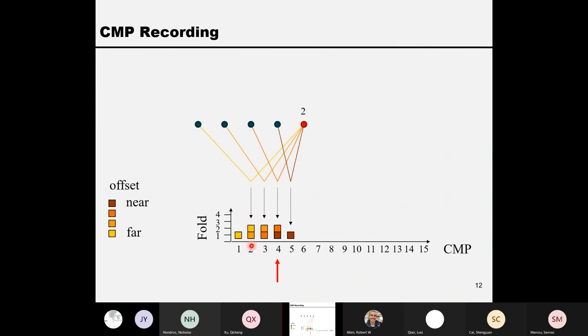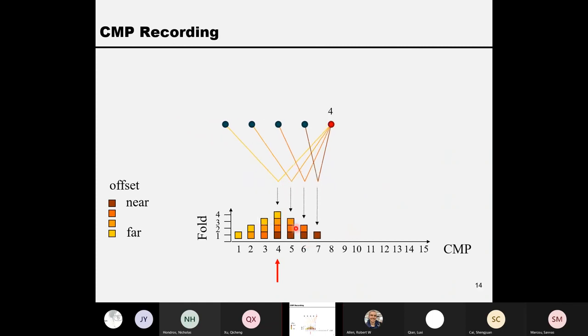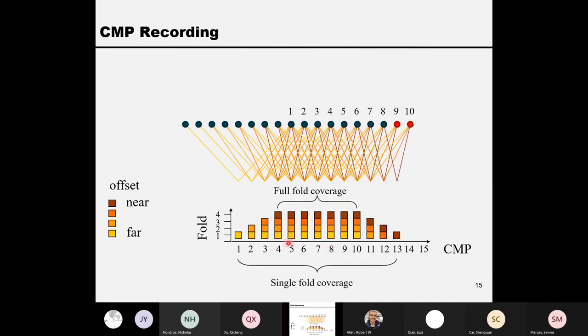So at this point, now you have two traces. One is from here, one is from the previous one, right? So you have two traces. So at the moment, the fold number is 2. But this one, you just have a single one, so you have 1. And then move further, 3, further, 4. So maximally, for that geometry, you only have a fold equal to 4. So with a single shot and four receivers, the maximum fold number is 4, okay.